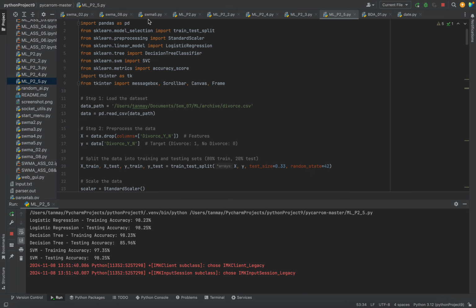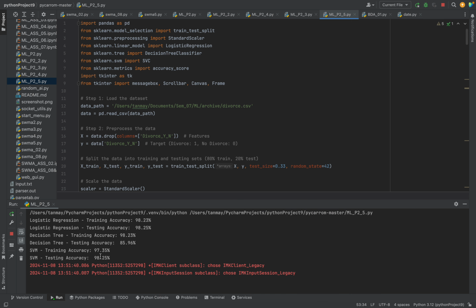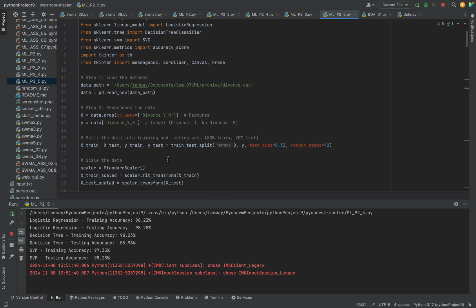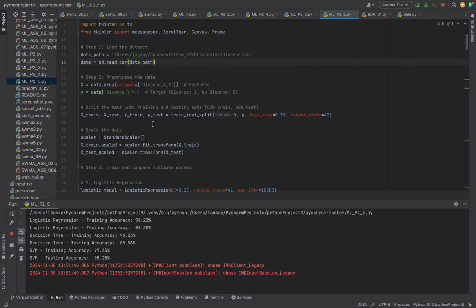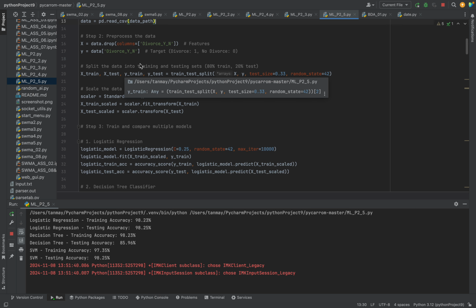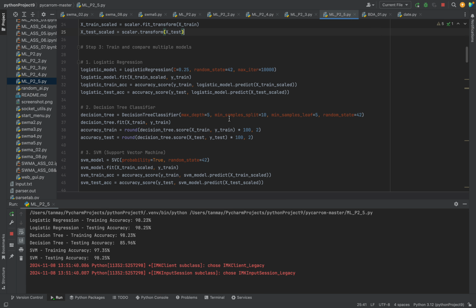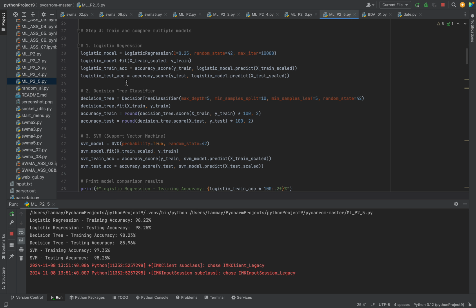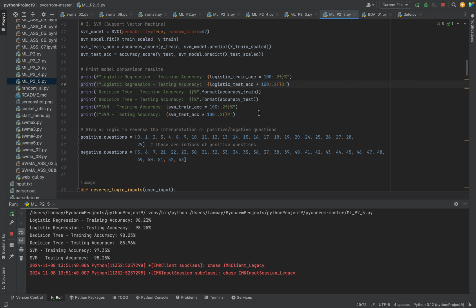Now I will show you the code in which we have compared SVM also. So this is the code. Here the data set is being loaded. Then we have pre-processed the data in the divorce yes and divorce no column. Then we have split the data for training and testing. Then the models which we trained earlier, we have used here for the comparison, and we have printed the model comparison results.